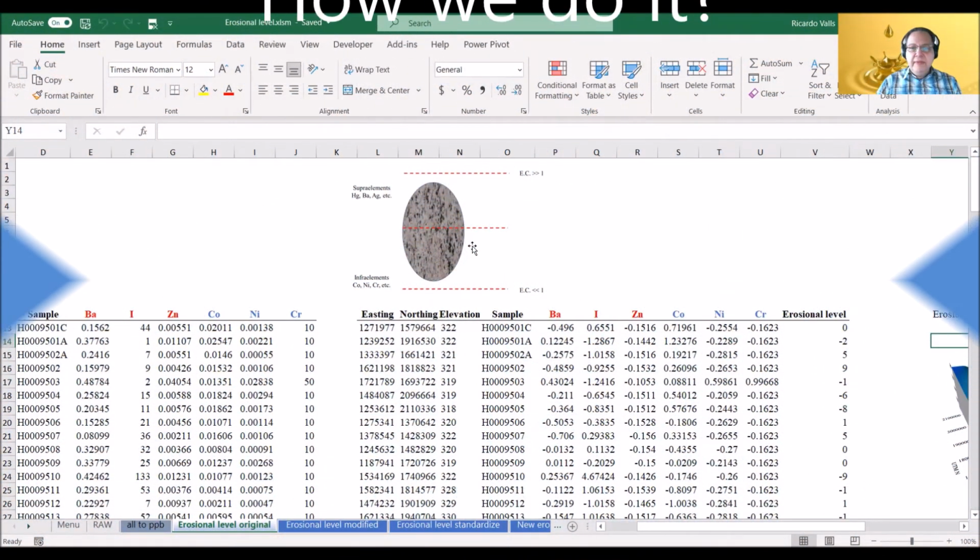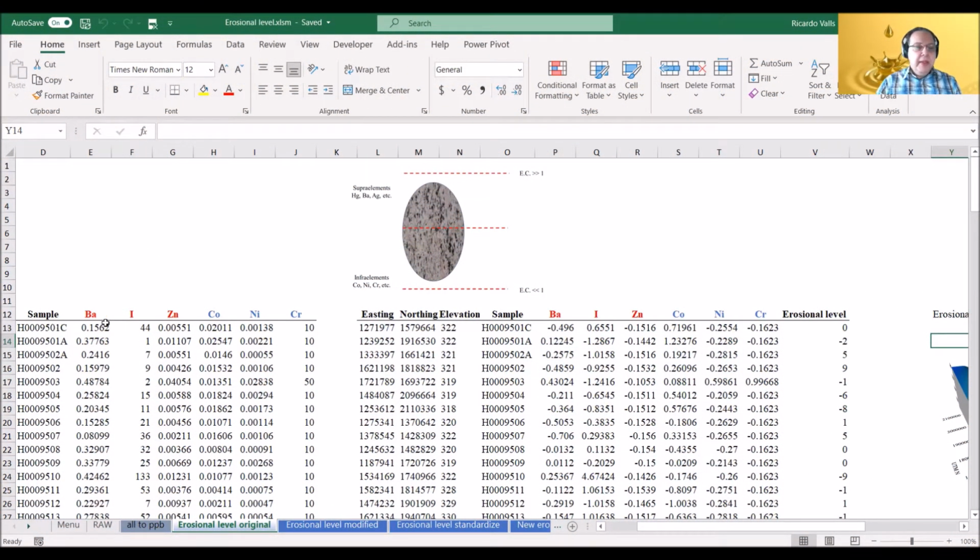The way we do this study is very simple. We select a group of elements that are supra, and there are ways to do this, and it's based on the migration capability of the elements. But we know from many years of doing this that elements like mercury, barium, iodine, silver, zinc, they are very mobile. They have the capability of going far, far away from the deposits. So they always tend to be supra elements.